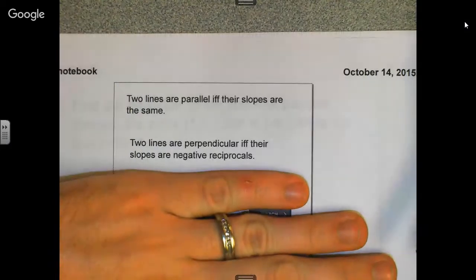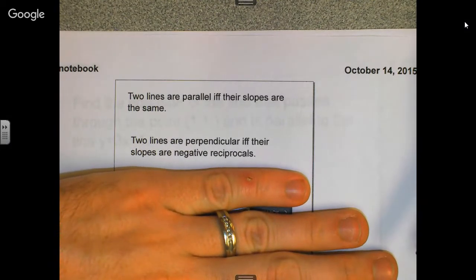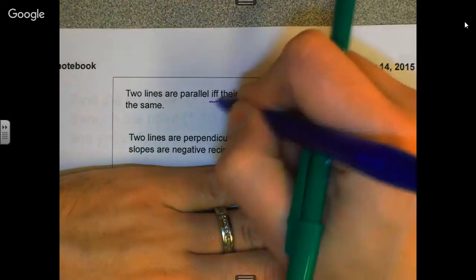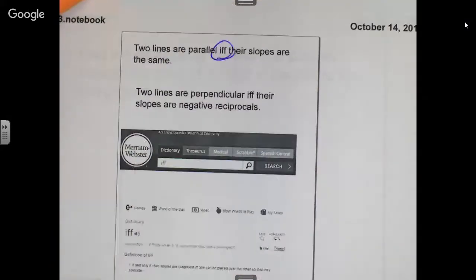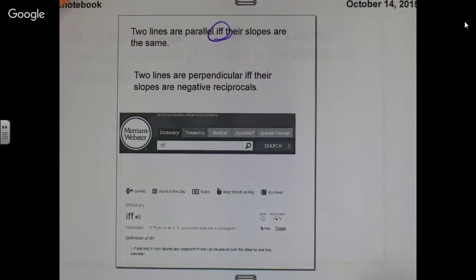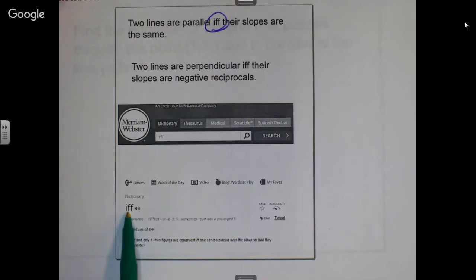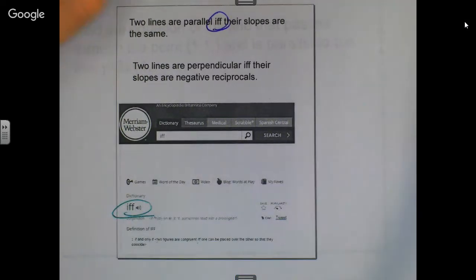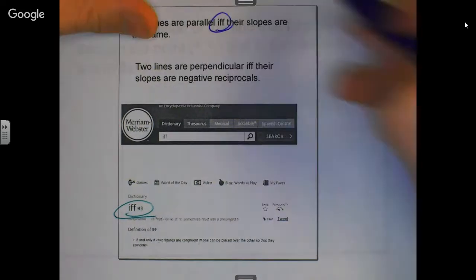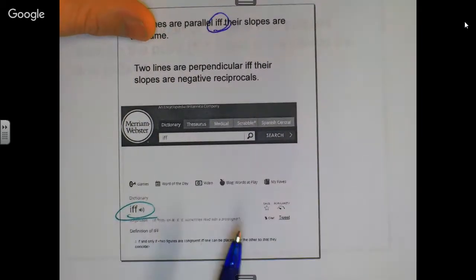Okay, two lines are parallel if and only if their slopes are the same. Two lines are perpendicular if and only if their slopes are negative reciprocals. So this right here, I looked it up on Webster's dictionary, if and only if: two figures are congruent if and only if one can be placed over the other. So that's an actual word. I didn't misspell it like normally I do. So it's spelt this way, but it's read 'if and only if'.